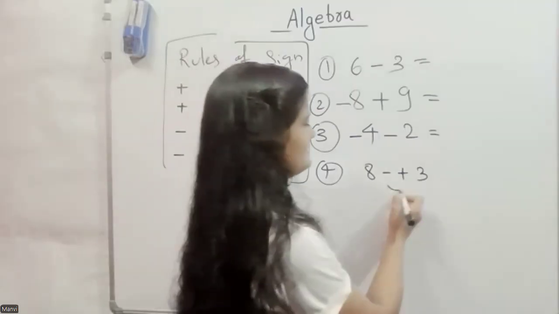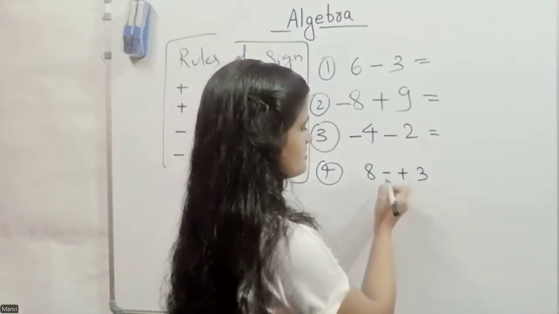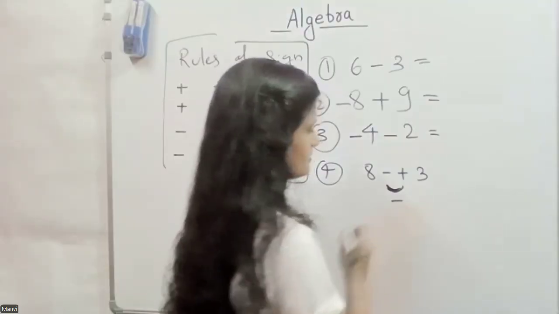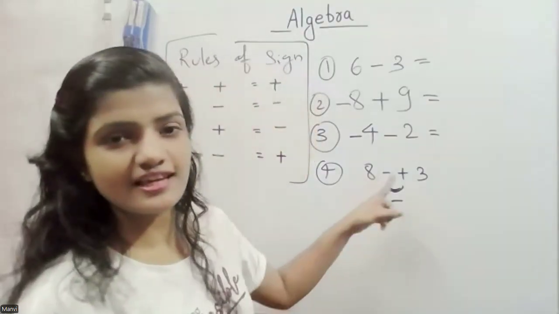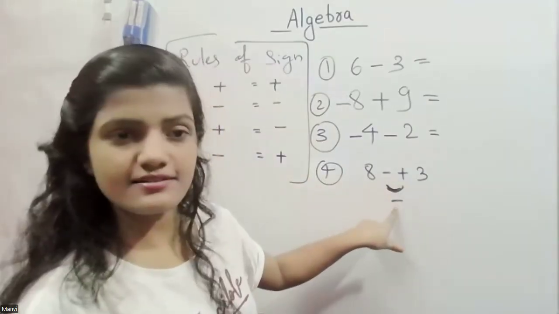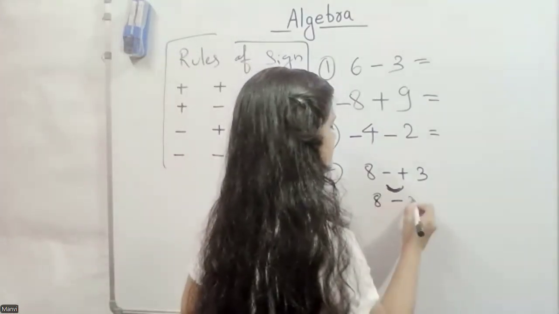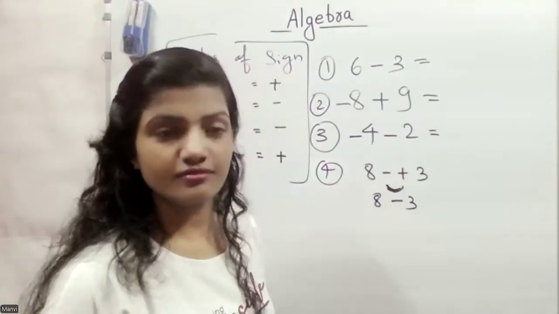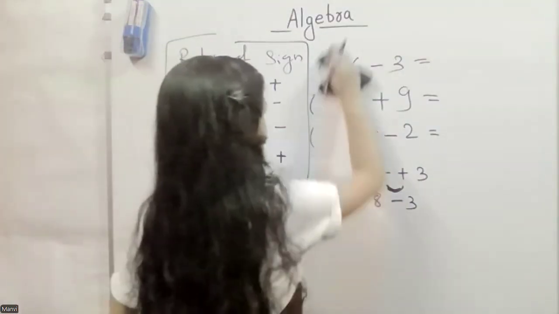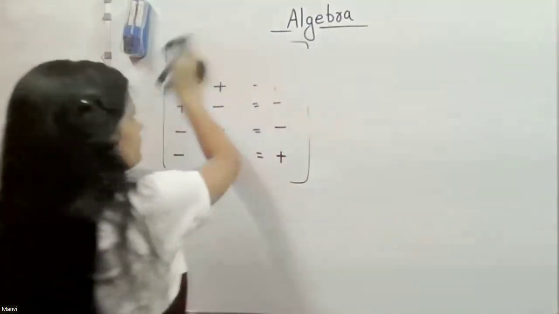Here we have 2 signs, right? Different signs means minus. So we can simply write it like 8 minus 3, which is 5. Okay, all are correct actually, except the last one, okay?